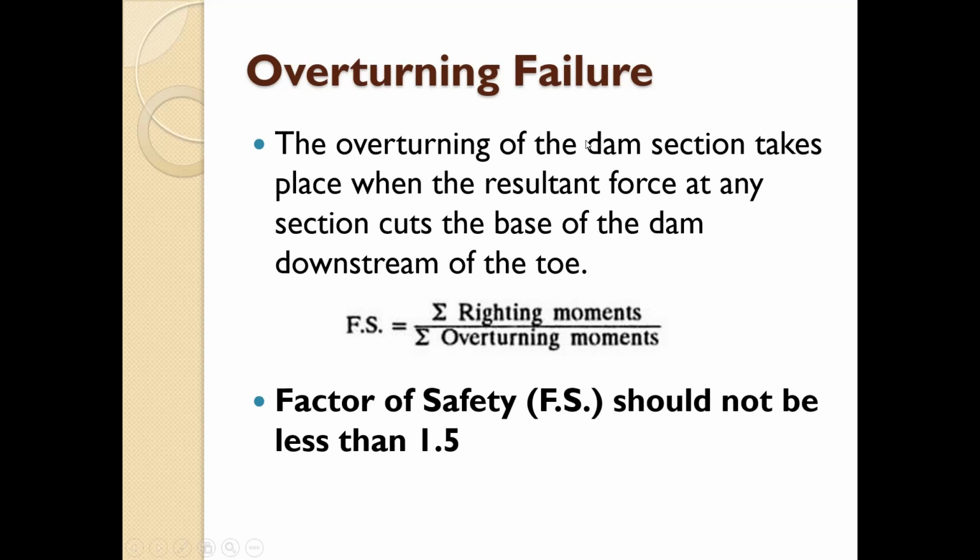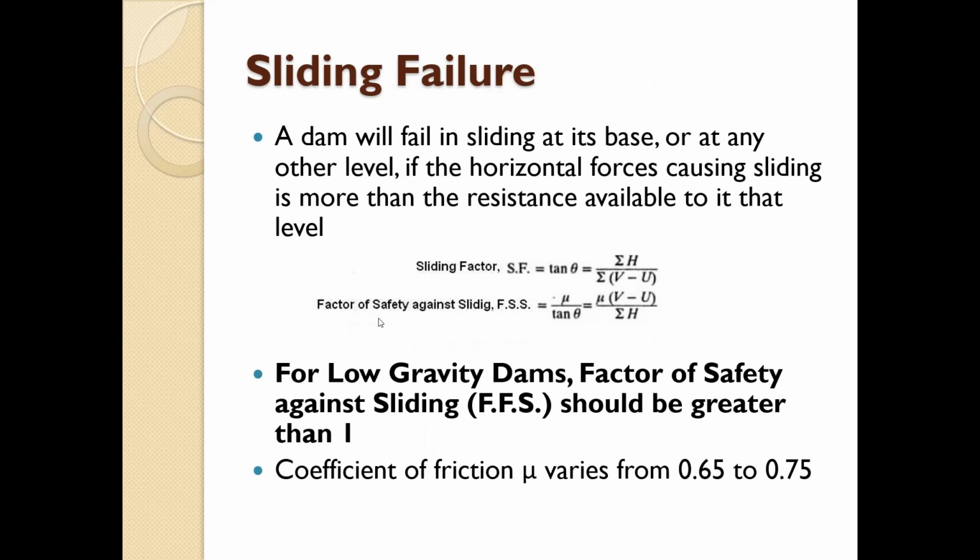So this is basically the resisting moment divided by the overturning moment. This is the factor of safety. Then sliding failure. The dam will fail in sliding at its base or at any other level if the horizontal forces causing the sliding are more than the resistance available at that level. So the sliding factor is SF, which is sigma H divided by sigma V into mu, and the factor of safety against sliding is mu divided by tan theta, which is a further modification.